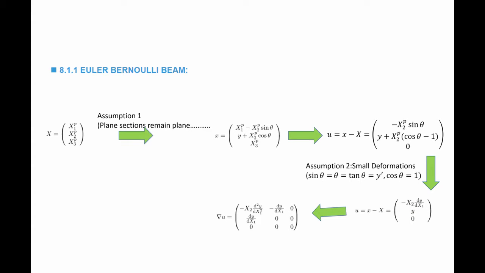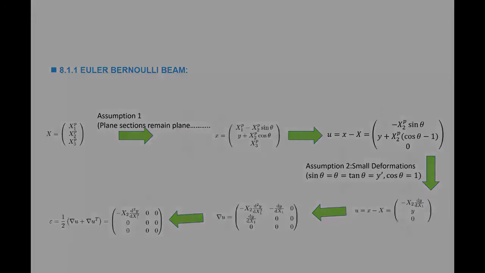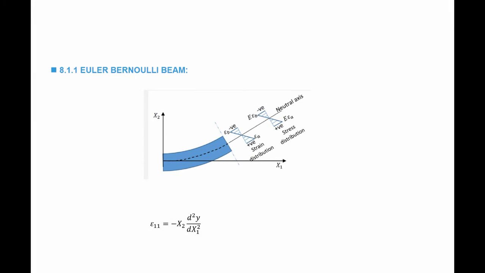The gradient of the displacement, which is partial u1 by partial x1, partial u1 by partial x2, and so on, can simply be calculated from this displacement vector. And the small strain matrix, as usual, is half the gradient of u plus the gradient of u transpose, which results in this equation that shows that the strain has only one non-zero component. All the other remaining strains are 0. So, we end up with the non-zero strain component epsilon 1,1 equal to negative x2 multiplied by d2y by dx1 squared.